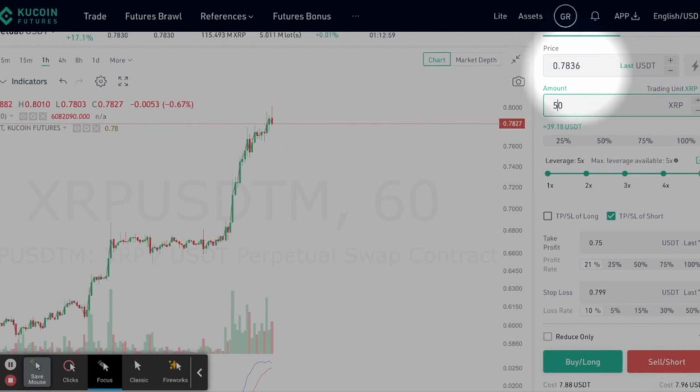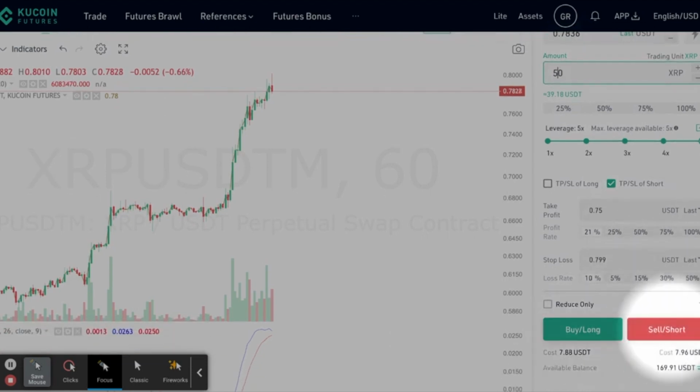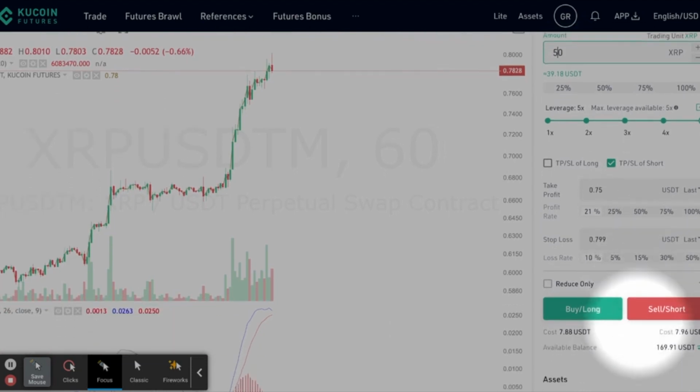Again, it's one of those that's kind of like a waiting game. Down here, you need to make sure you either buy long or sell short. And currently what I want to do is make sure I sell short. So if I were to sell short on this, I would end up getting a 21% profit of about $8.